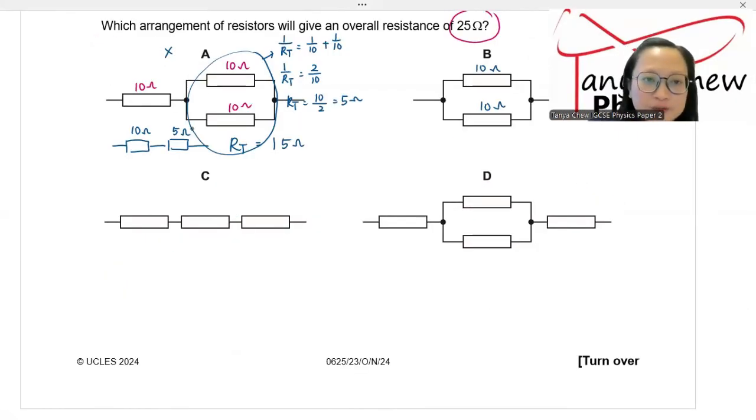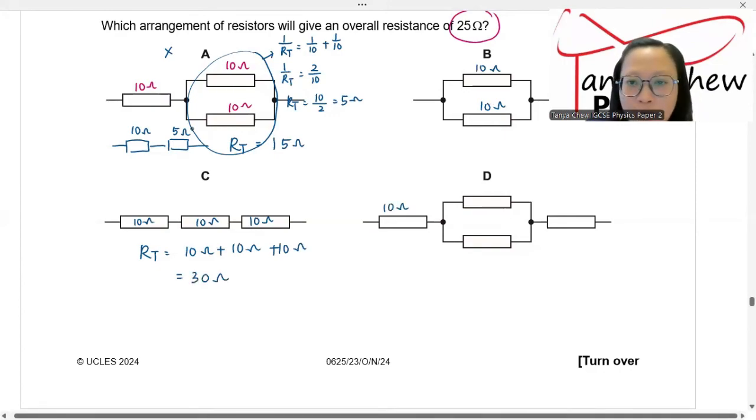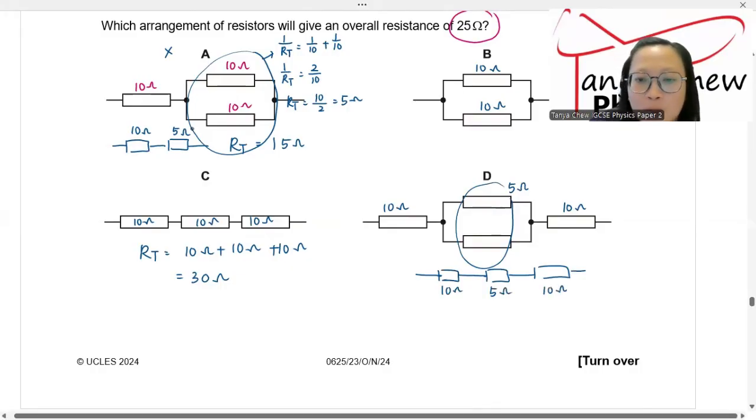For C, the three resistors are connected in series. So you have to add them up. The total resistance will be 10 ohm plus 10 ohm plus 10 ohm. That gives you 30 ohm. For D, this is 10 ohm. Okay, these two are parallel. So I have already solved. This is 5 ohm and this is 10 ohm. So when you simplify it, the circuit will look like this. This is 10 ohm, this is 5 ohm, and this is 10 ohm. So 10 plus 5 plus 5 ohm plus 10 ohm. That gives you 25 ohm. That is why D is your answer.